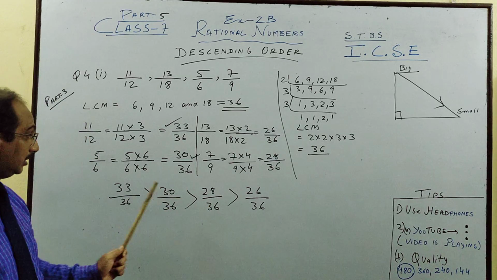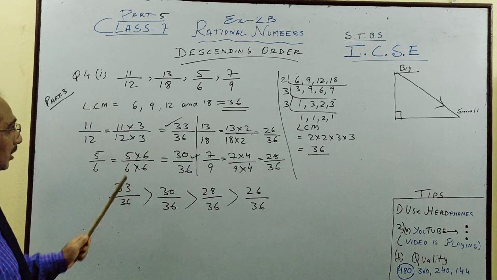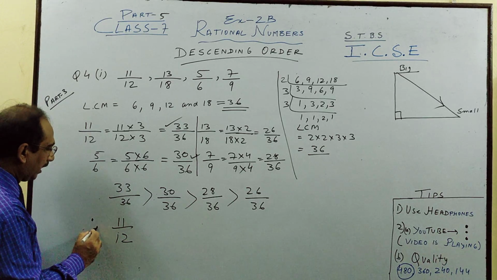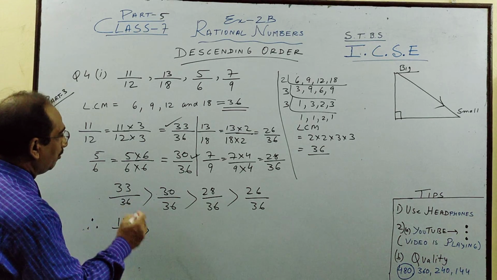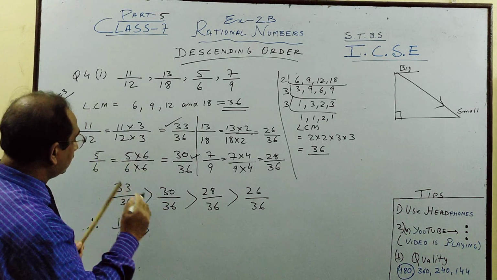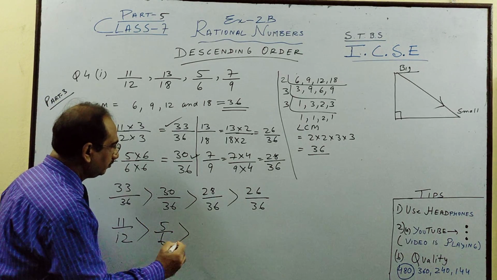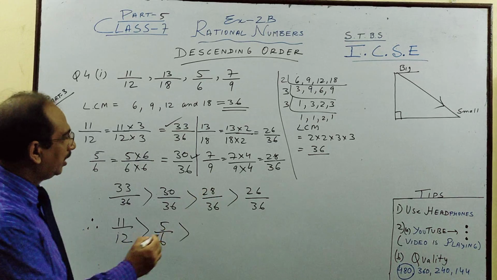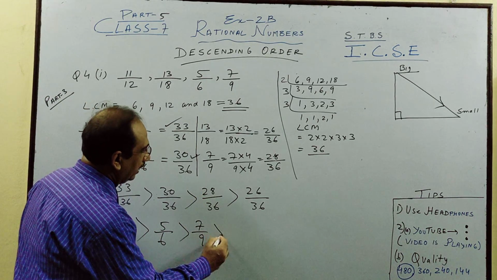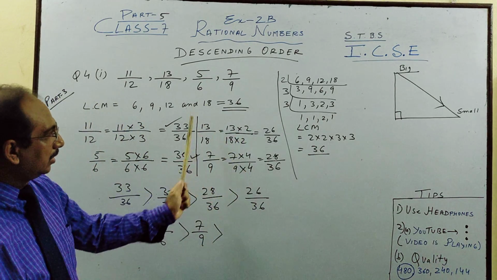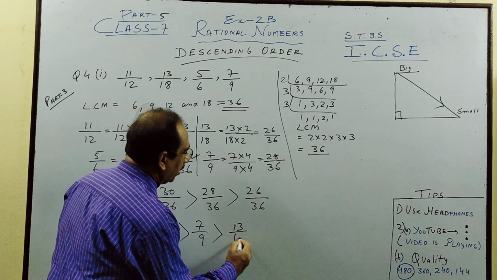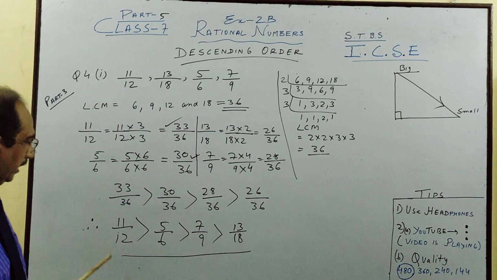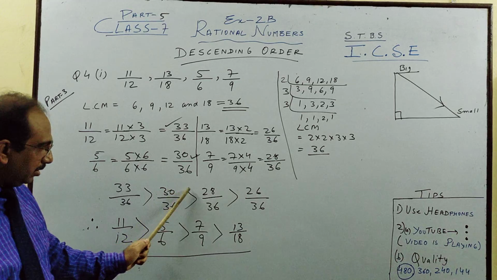But this is not the original fraction. 33 by 36 is actually 11 by 12. So write therefore: 30 by 36 is 5 by 6, 28 by 36 is 7 by 9, and finally 26 by 36 is 13 by 18. So this is my descending order from big to small.